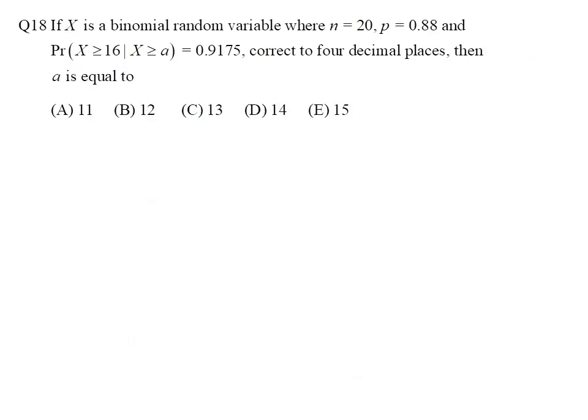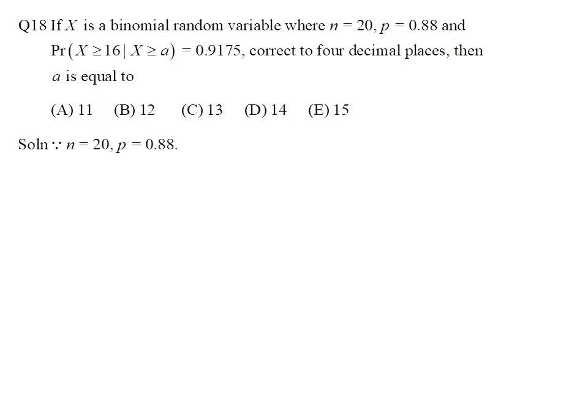In question 18, we have a binomial distribution random variable with n equals 20, p equals 0.88. The question is to find the value of a if the probability of x greater than or equal to 16, given that x is greater than or equal to a, is 0.9175.